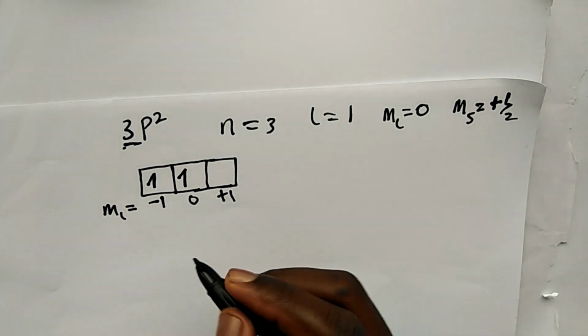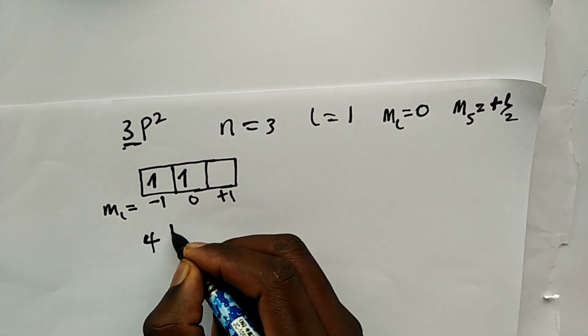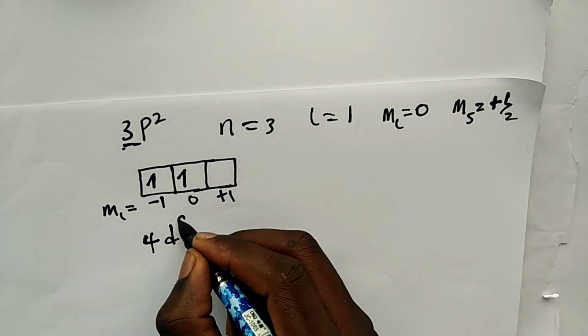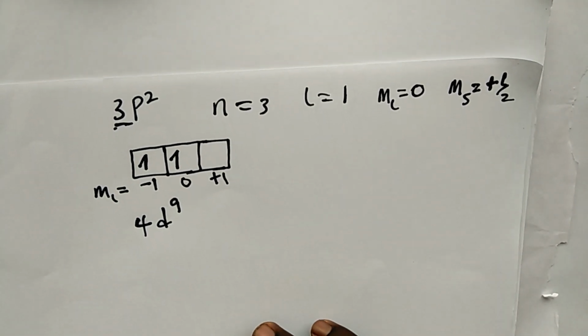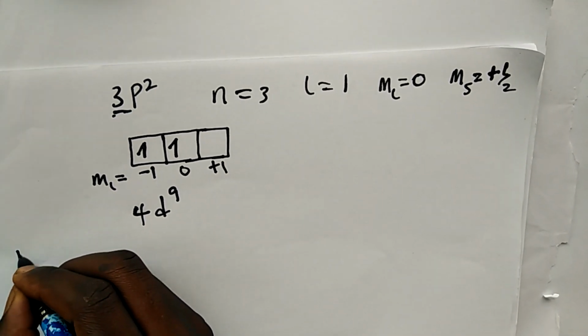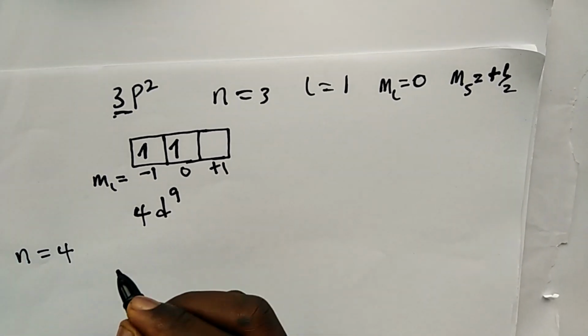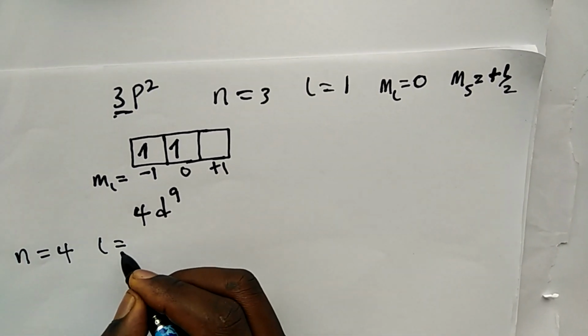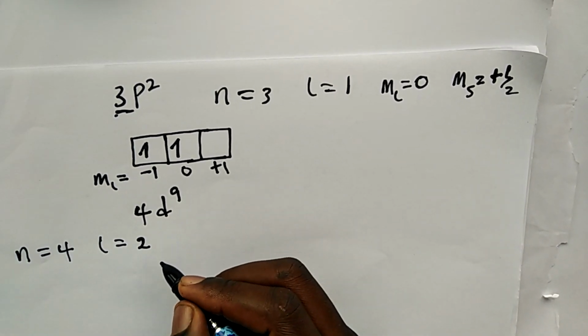What if you are given another electron, let's say 4d9? Find all the 4 quantum numbers of this particular electron. So now we know that n is equals to 4, the number in front. L is equals to 2, because D is equal to 2.